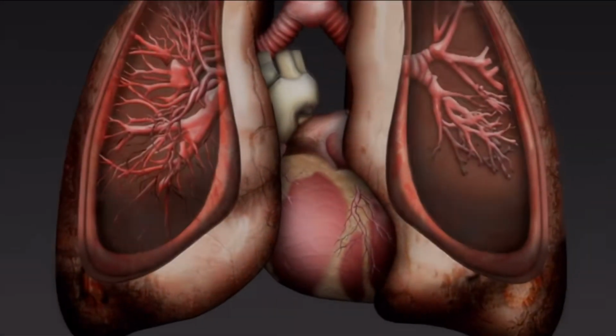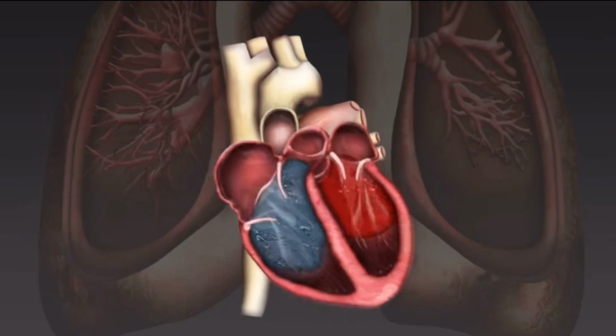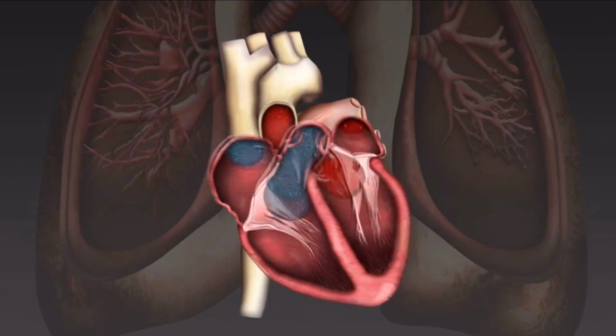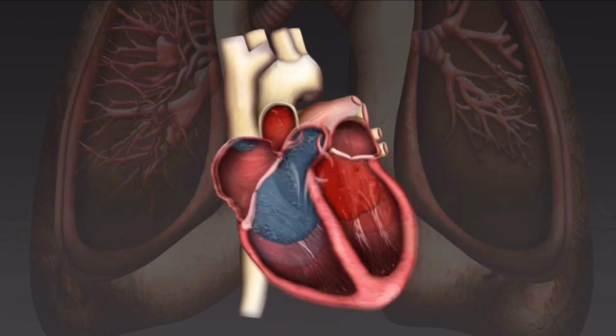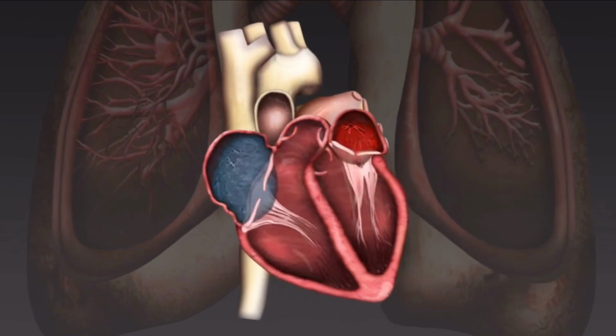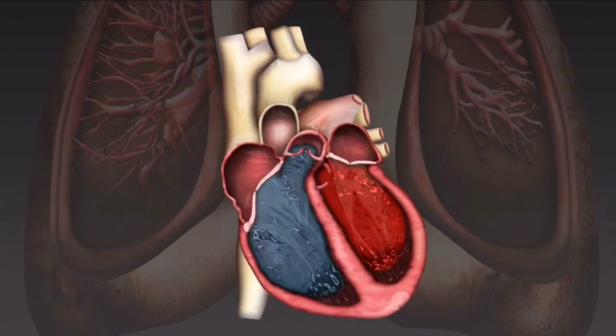This animation illustrates a single cardiac cycle, starting with the right side of the heart. In reality, of course, the two sides of the heart work together at the same time, but it is easier to understand if we look at them separately, because each side of the heart has a different function.